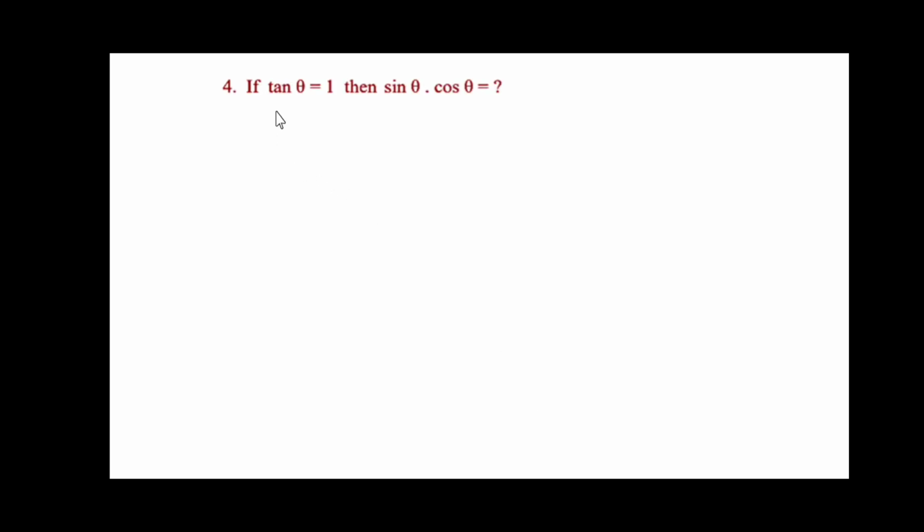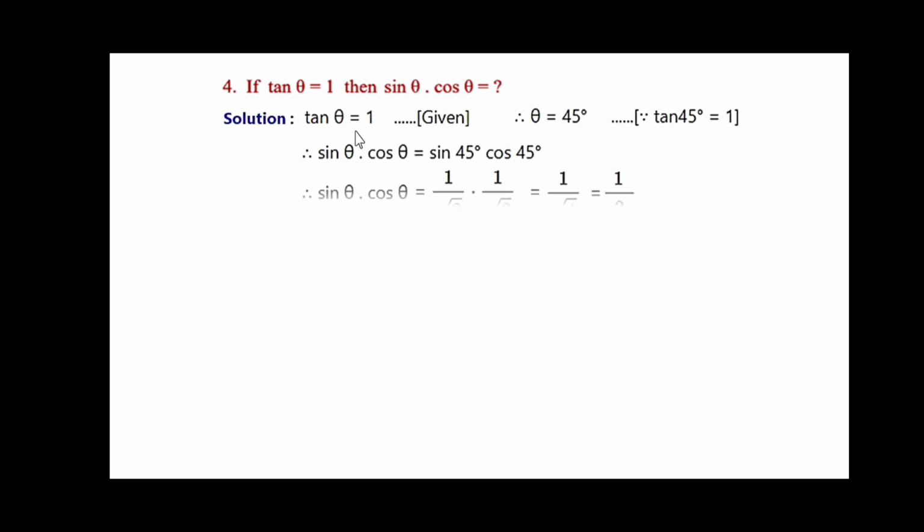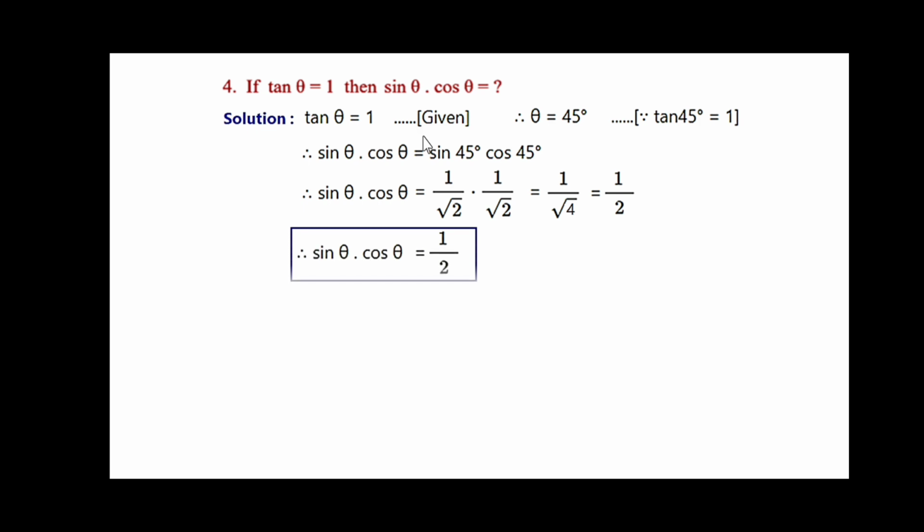See the next step. If tan theta is 1, then what is sin theta into cos theta? Friends, we know tan theta is 1, and tan 45 is also 1. Therefore the value of theta is 45. So sin theta into cos theta is sin 45 into cos 45, which would be equal to, this sin 45 is 1 upon root 2, that we know, and cos 45 is also 1 upon root 2. Root 2 into root 2 is root 4, that is 1 upon root 4. This 1 as it is, square root of 4 is 2. Therefore we get that sin theta into cos theta is half when tan theta is 1.